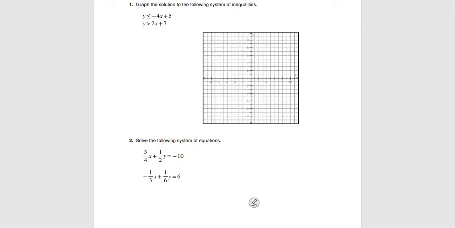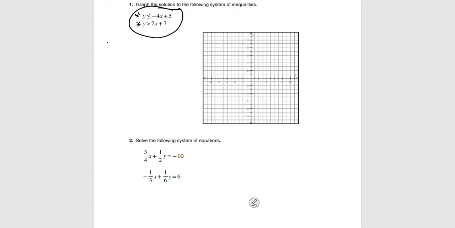Okay, so one of the things that you need to be able to do on your test is graph a system of linear inequalities. In order to do that, remember you're trying to find the solution to this system. So you're going to graph both of these linear inequalities on the same coordinate plane, and then you're going to see where the shadings overlap each other. The place where the shadings overlap is your solution area.